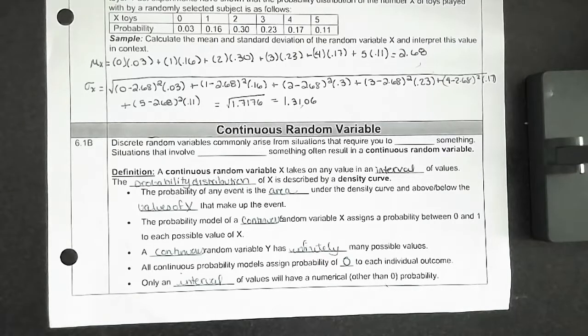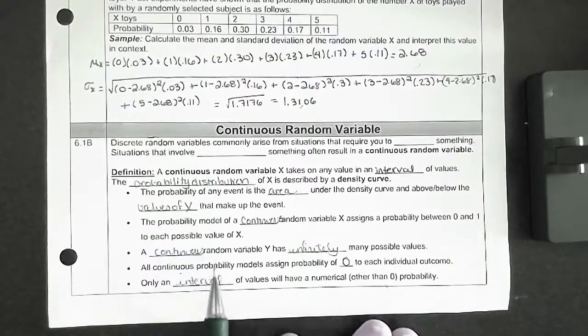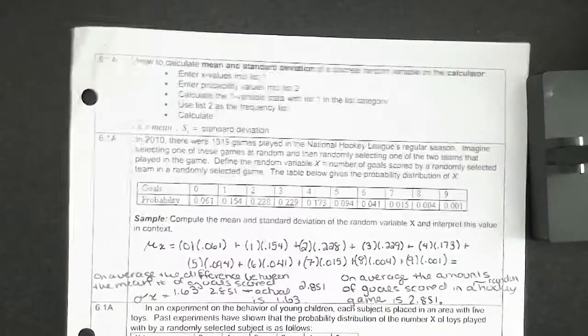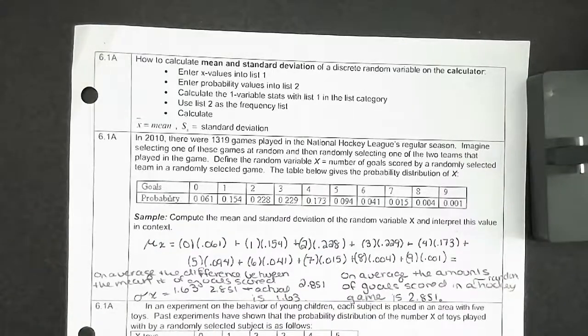The probability model of a continuous random variable assigns probability between 0 and 1 to each possible value. Since it's continuous, it has infinitely many possible values, and if you assign one particular outcome, usually it's 0. Only an interval of values will give you a numerical probability other than 0. So that's when we're going to go into 6.1.